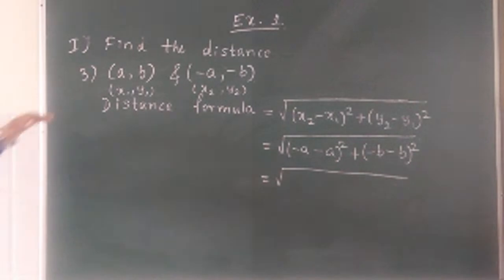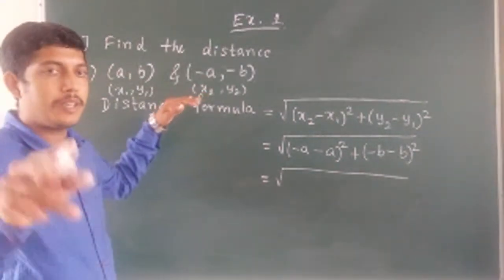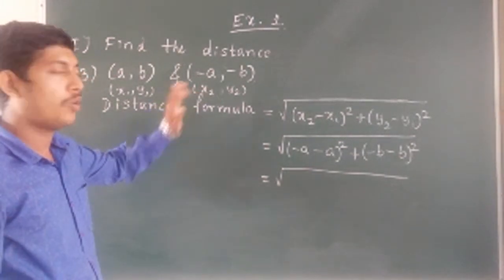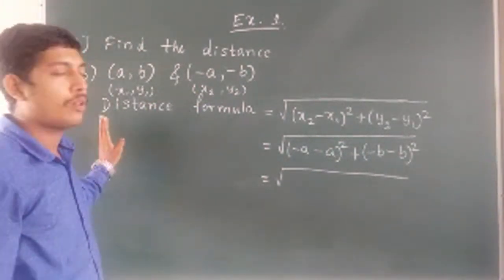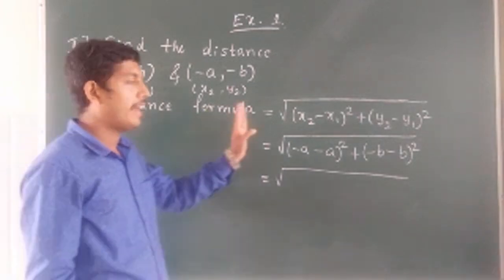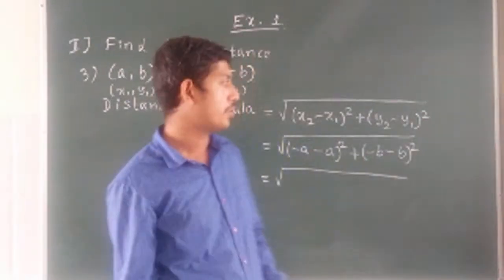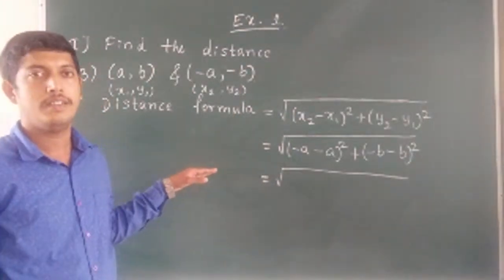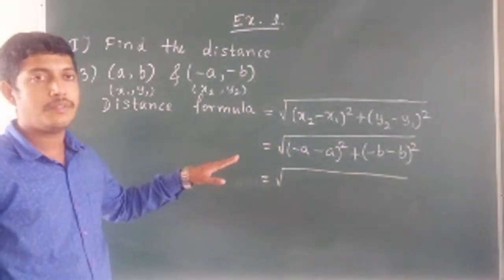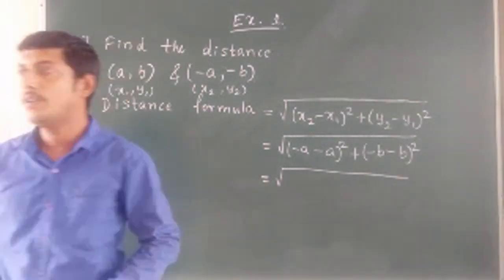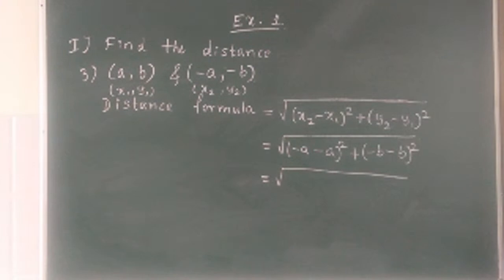So to know what we learned, first thing we have to name the points as x1 comma y1 and x2 comma y2, and then we have to write the formula correctly, that is square root of x2 minus x1 whole square plus y2 minus y1 whole square. Then we have to substitute, and by seeing the sign we have to add or subtract, and finally we have to square the term and we have to write the unit as SI unit as units.